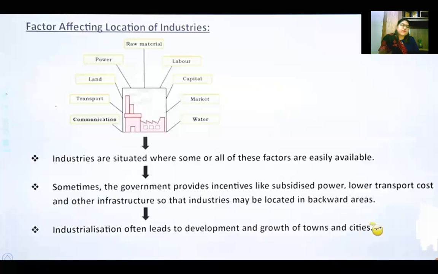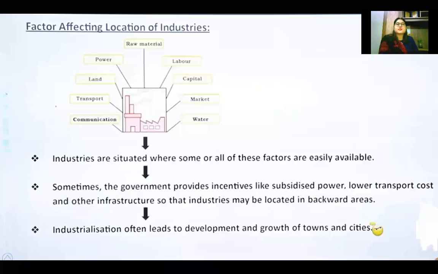Now next is factors affecting the location of industries. Factors means, you know, it is not possible that if I feel okay, this is the place I should put up an industry here. Is it like that? Can you do that? No, we cannot. Nobody will just put up an industry anywhere. So there are some factors which have to be looked upon before setting up industries. Which are those factors which one has to look upon?